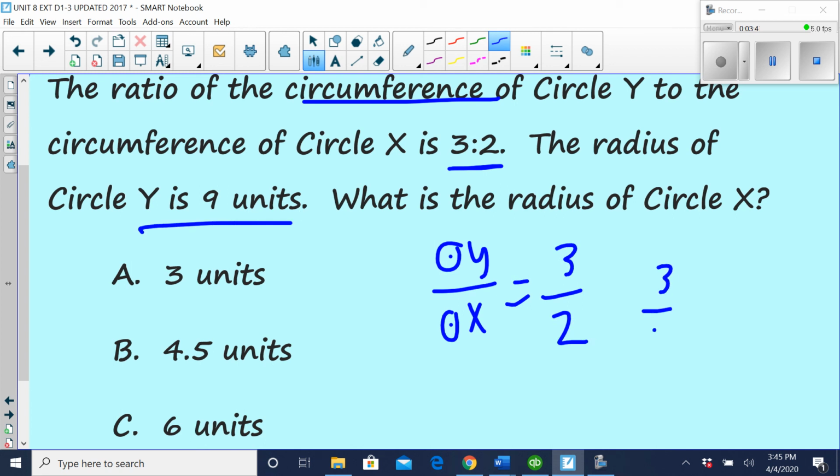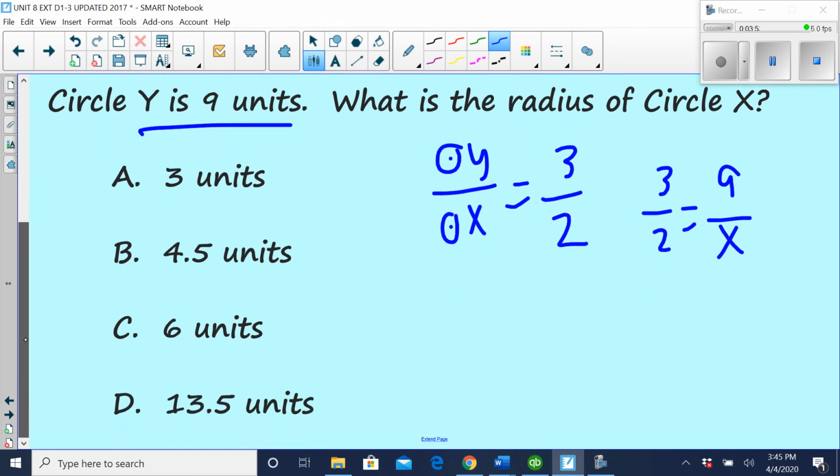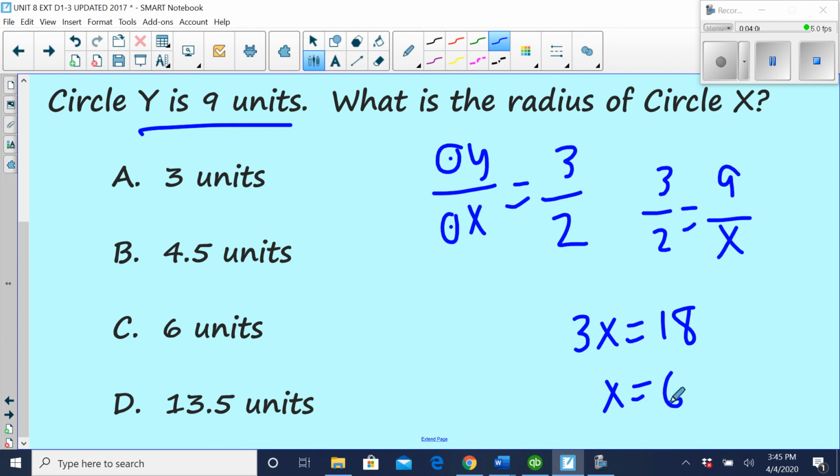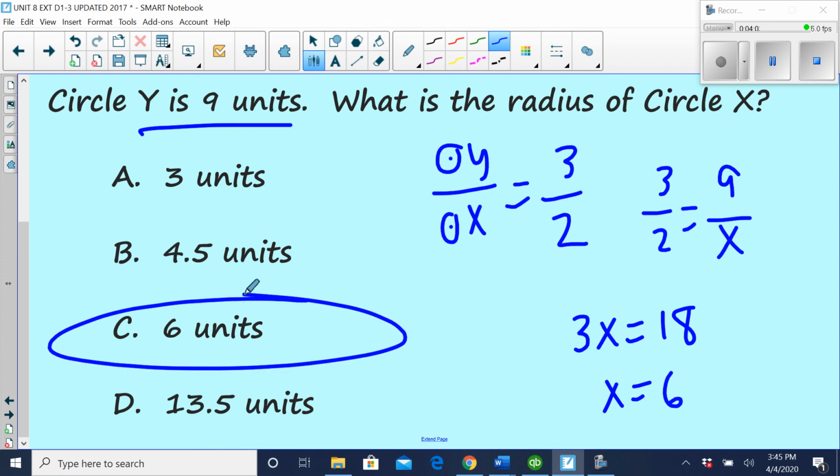I'm going to say 3/2 is equal to 9/X. And then I'm going to try and find the radius. Okay, so cross multiply here, I get 3X is equal to 18. And when I divide by 3, I'm going to find that X is equal to 6. My selection should be answer C.